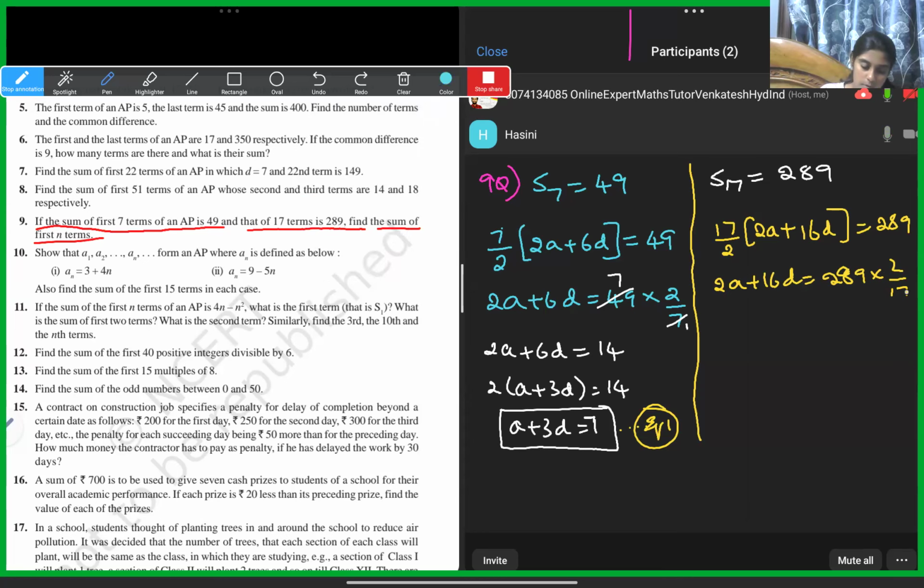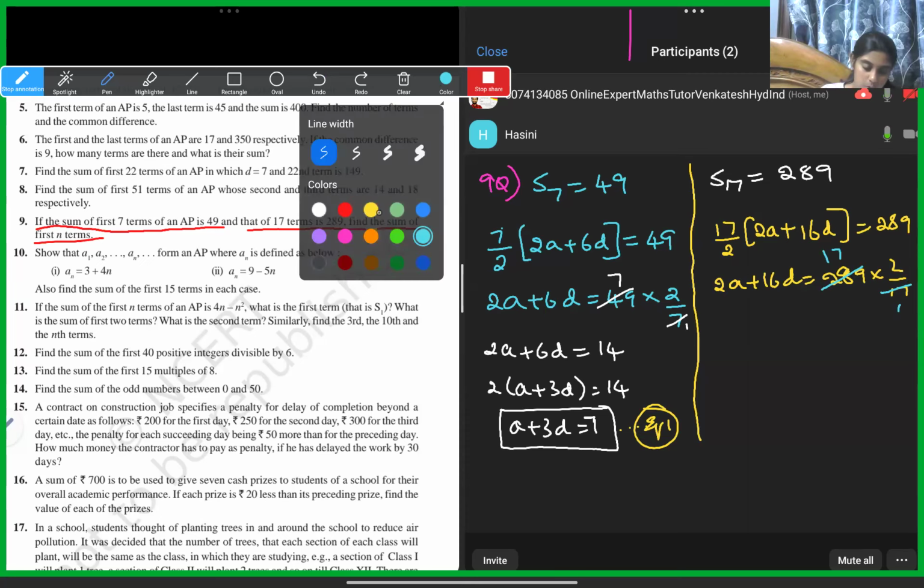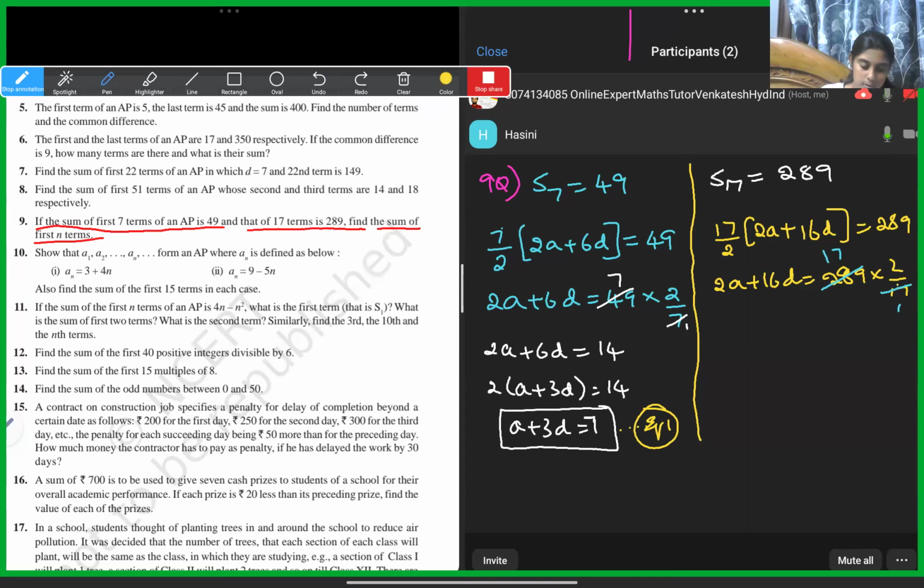Actually, 17 squared is 289, so you should get the idea. 17 is a prime number, so it will not go with any table directly. 17 ones are 17, so 289 divided by 17 is 17.